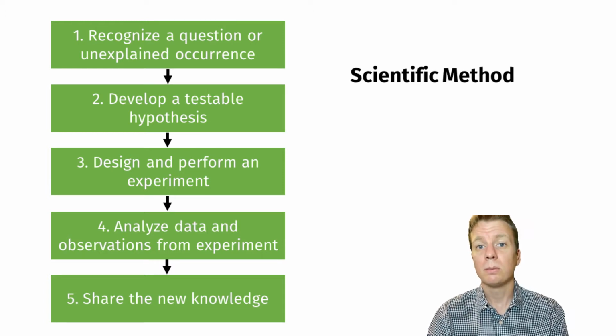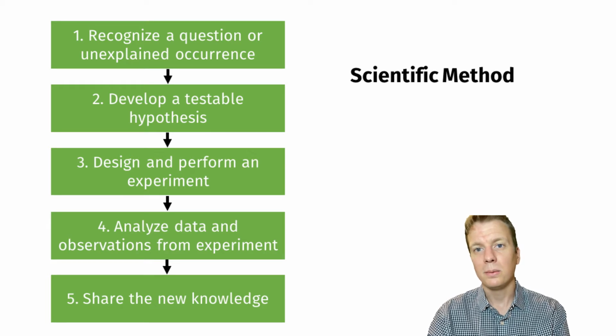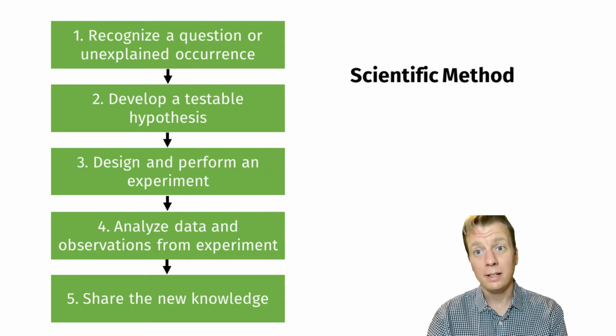The first step is to recognize a question or unexplained occurrence in the natural world. After identifying this, a scientist will research the topic and figure out what is already known about it. The second step is to develop a hypothesis, or in other words, an educated guess, to explain the problem. A good hypothesis is explicit and detailed enough to be tested. Scientists never aim nor can prove their hypothesis, but a hypothesis can be supported or rejected.